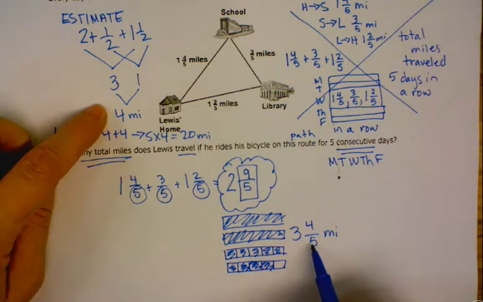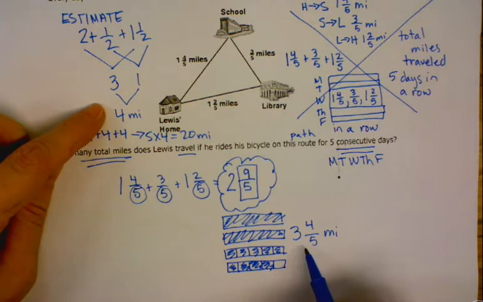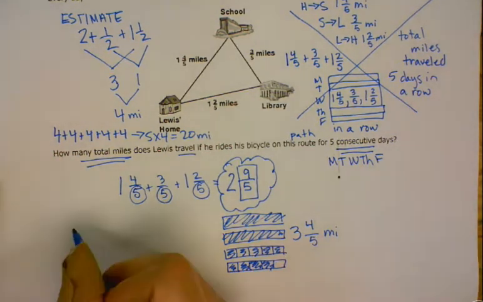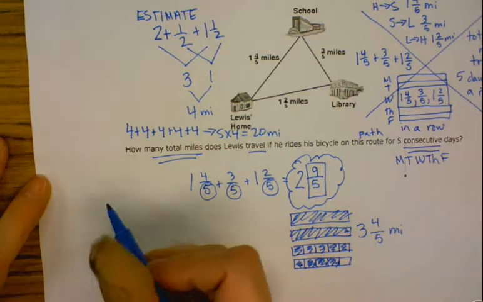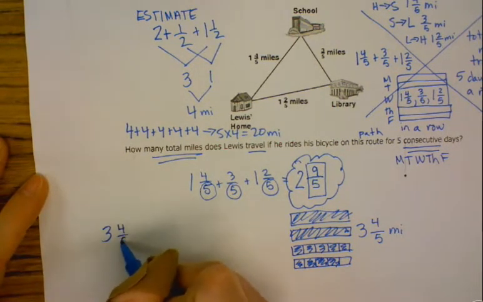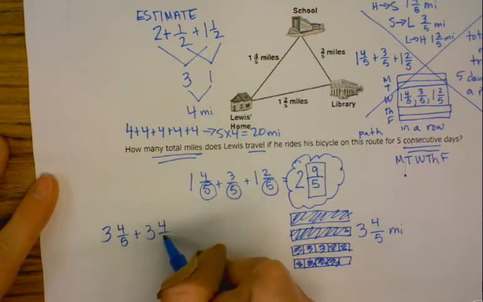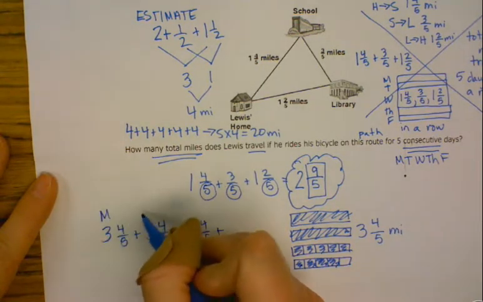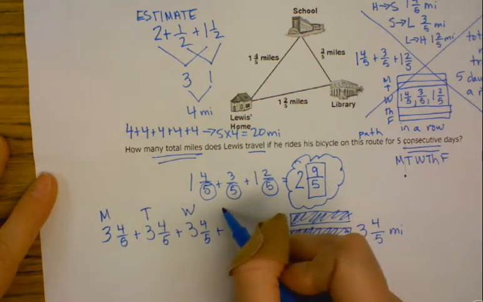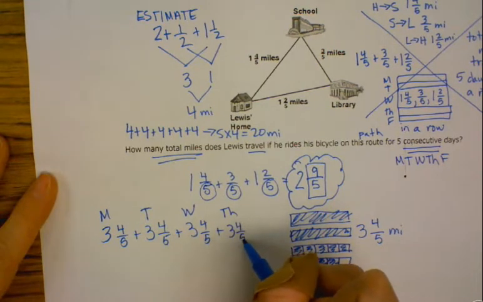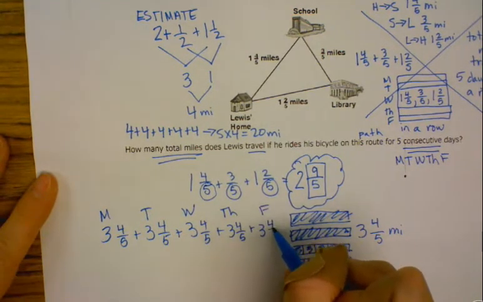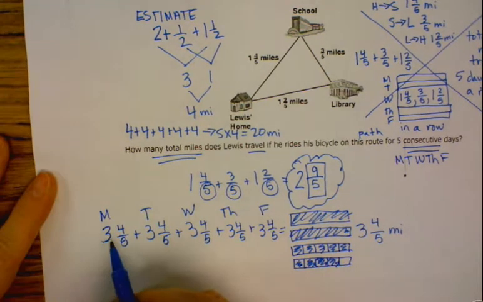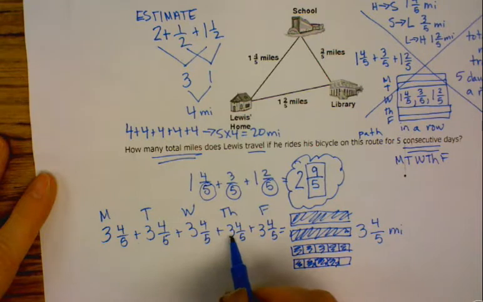So now I need to do some more adding, because he did 3 4/5 on Monday, then 3 4/5 on Tuesday, then 3 4/5 on Wednesday, and then Thursday, and then Friday. So scoot over this way, some more space. 3 4/5 plus 3 4/5 plus 3 4/5 plus, let me make sure I'm keeping track, Monday, Tuesday, Wednesday, Thursday, 3 4/5. Here's Friday, 3 4/5. I'll do the whole numbers first. 3, 6, 9, 12, 15.